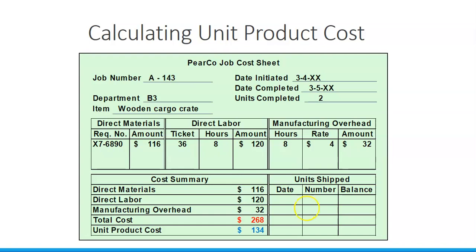Then we can calculate the unit cost of the job. You can see up here that the units completed were 2. So we have a total cost of $268. We divide that by 2 and get a unit product cost of $134.